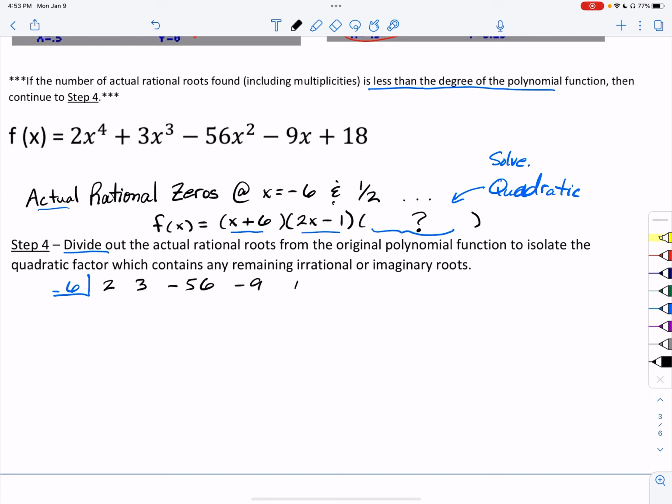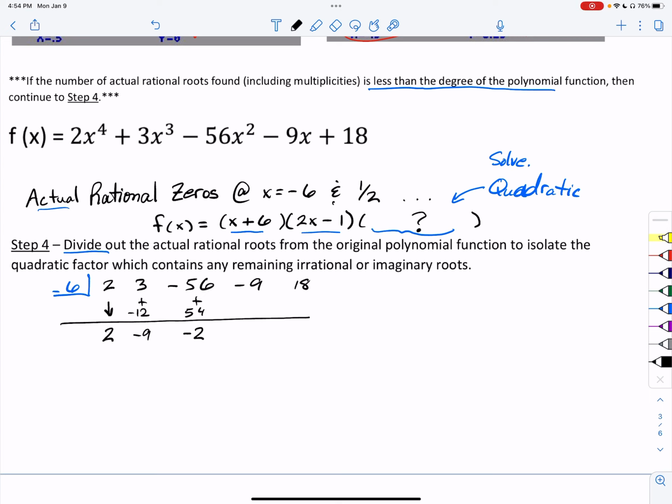Looks like we've got the terms lined up here. Don't need any placeholders because we've got all the terms we need. Drop the 2 down and get started with synthetic. Multiply by -6, we get -12. Add down, we get -9. And multiply by -6, 54. Add that down, we get -2.